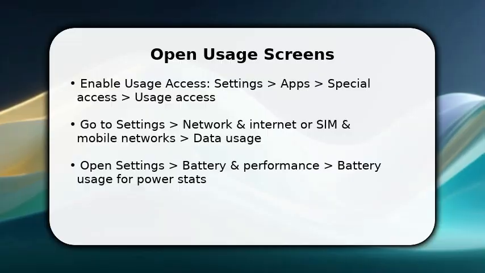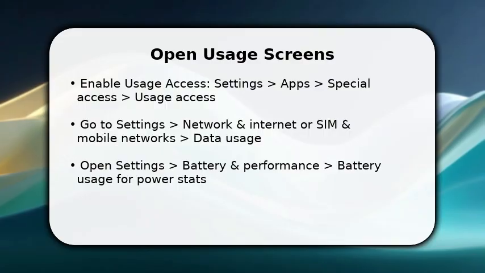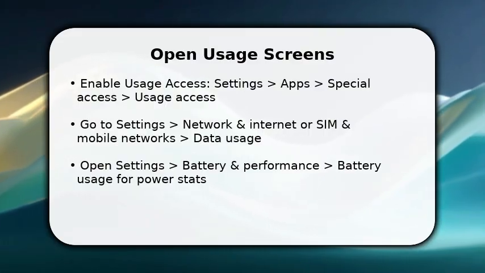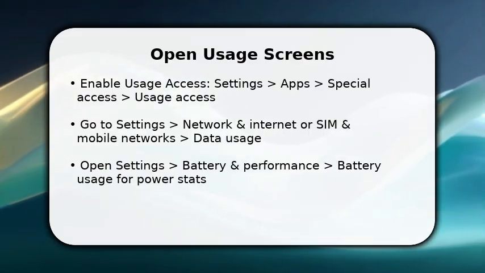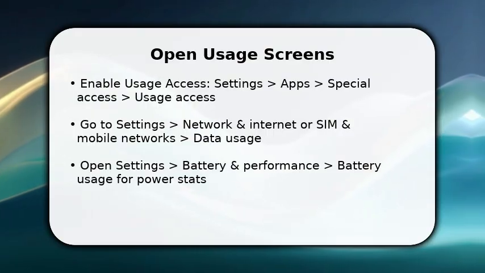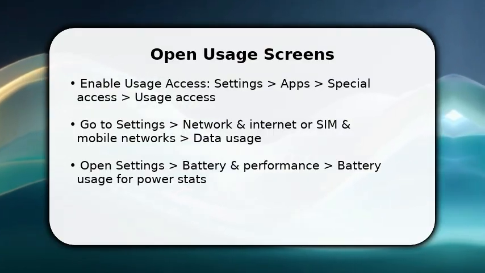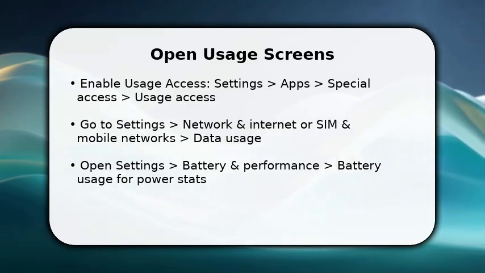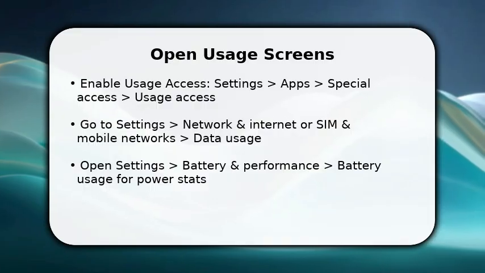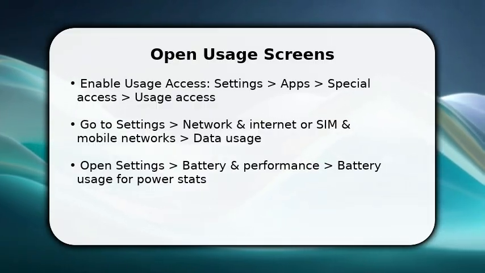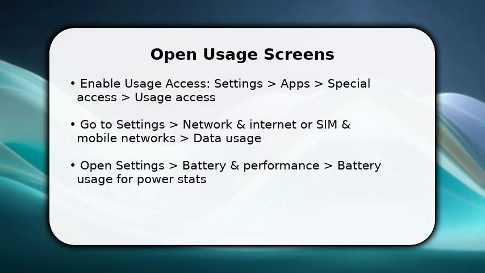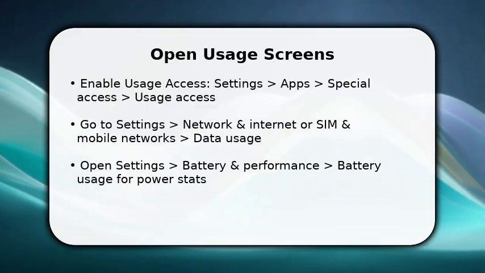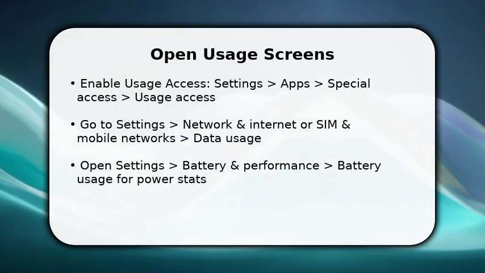You start by granting the phone permission to record app activity. Open Settings, Apps, Special Access, then Usage Access and enable it for system or security. Once done, go straight to Network and Internet or SIM and mobile networks and tap data usage to view cellular totals. At the same time, open Settings, Battery and Performance and view battery usage for power-related stats.